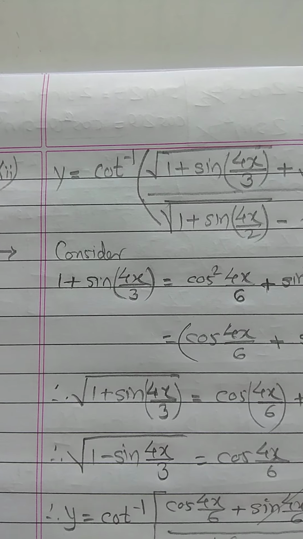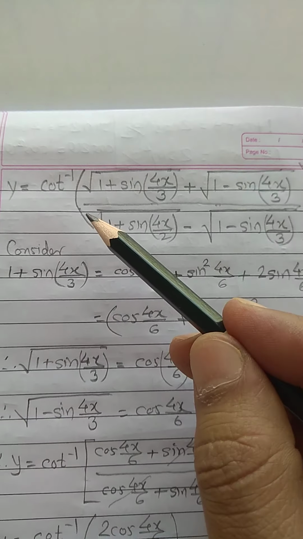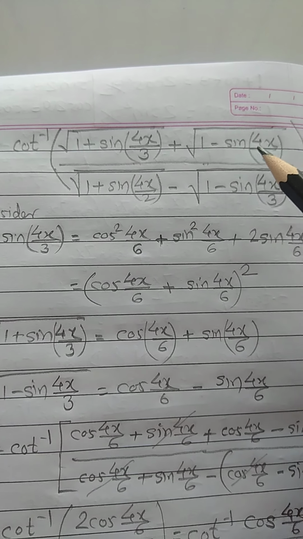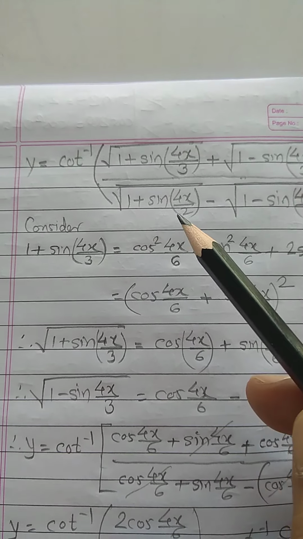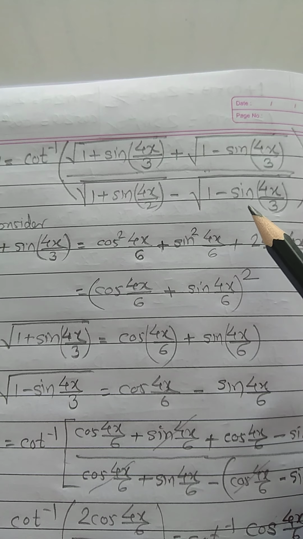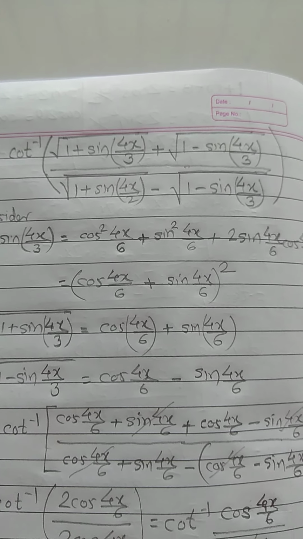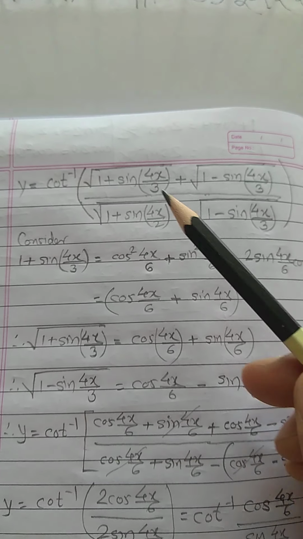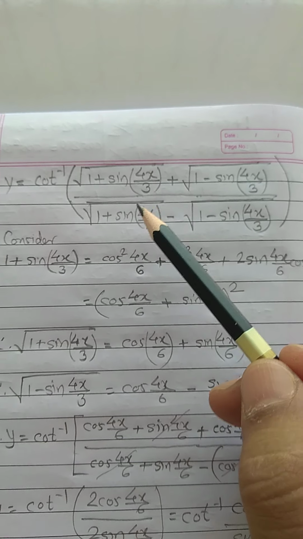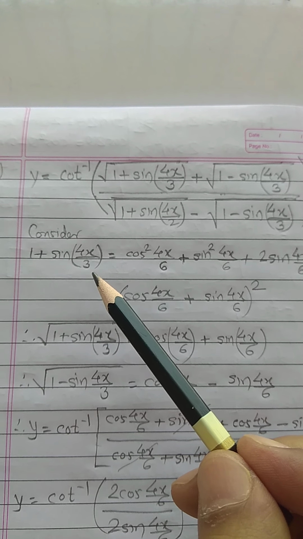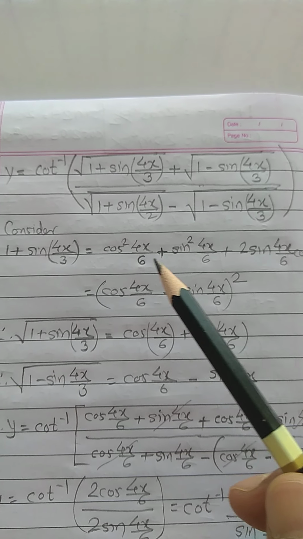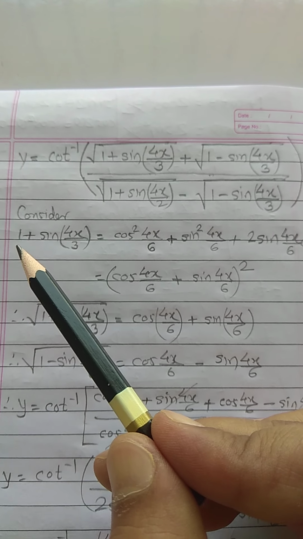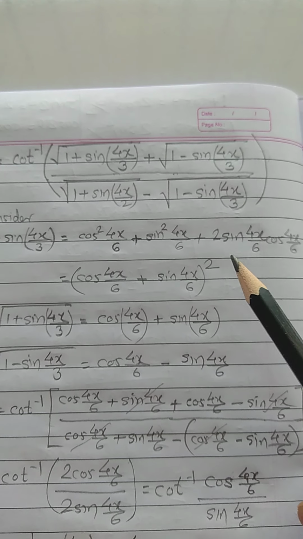Now, question 12: y equals cot inverse of root of 1 plus sine plus root of 1 minus sine, upon root of 1 plus sine minus root of 1 minus sine. The angle is 4x by 3. We will simplify the term 1 plus sine 4x by 3 first. 1 is cos square plus sine square, sine square theta plus cos square theta is 1. Sine double is 2 sine cos.